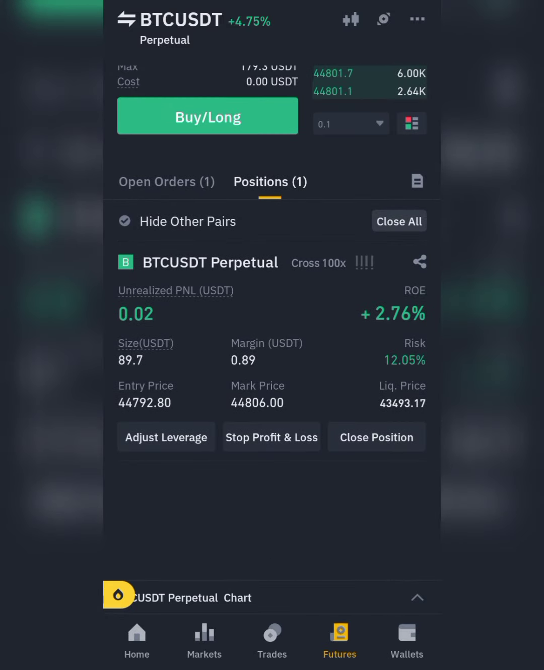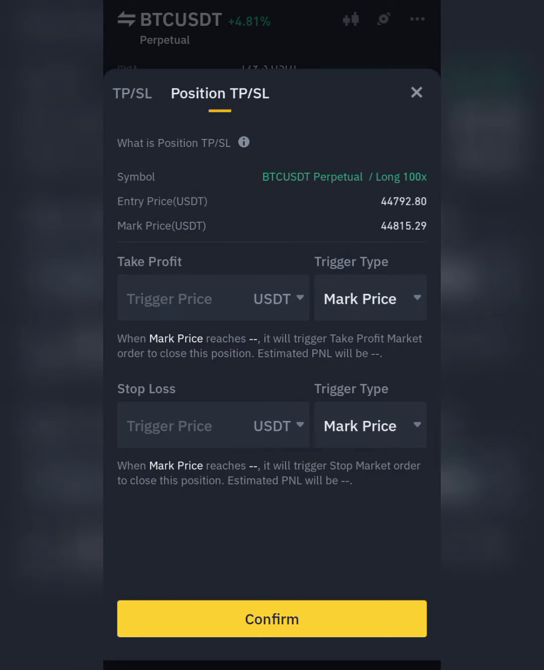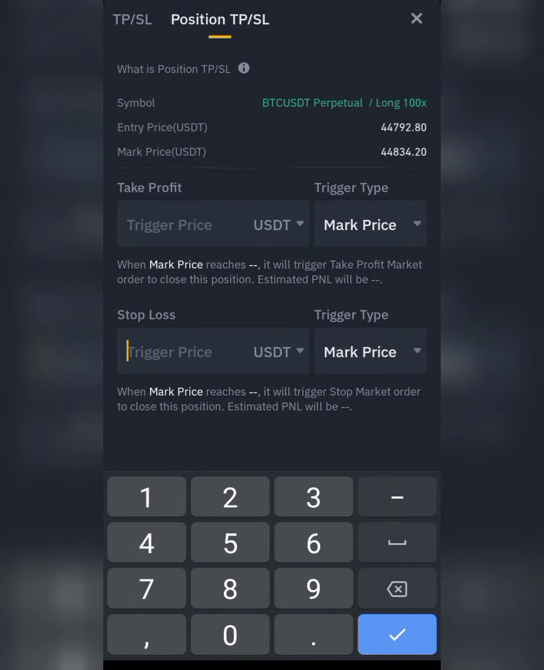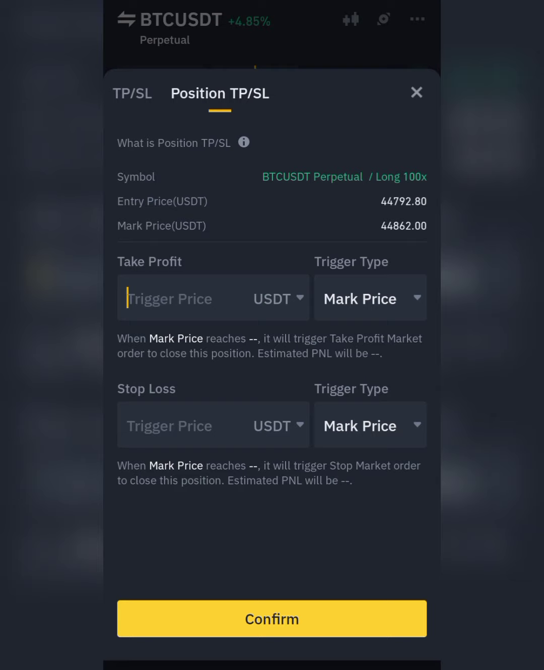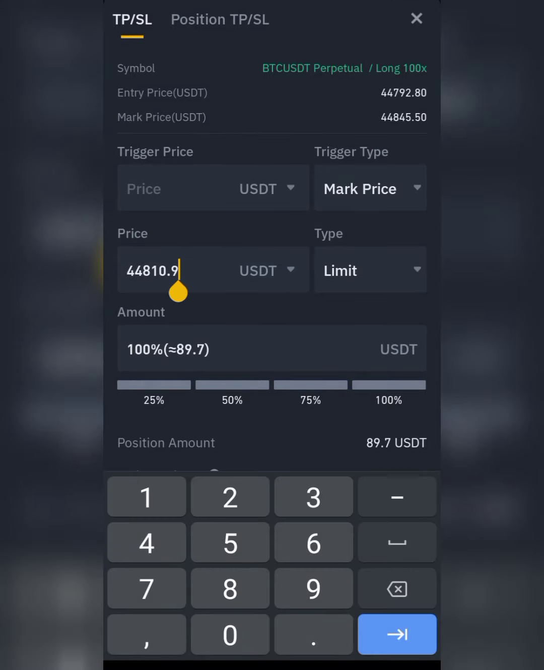I say stop profit and loss. I click on it and then I go over to position TPSL. Here now I can actually set my stop loss and my take profit. If you do not want to do it that way, you can come here as well, TPSL, just select limit, come here, put the price. If you want to set it as a take profit, let the price be higher, and if you want to set it as a stop loss, let the price be lower.